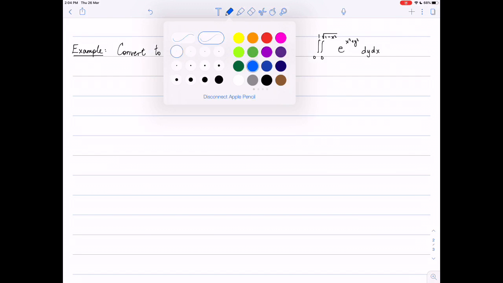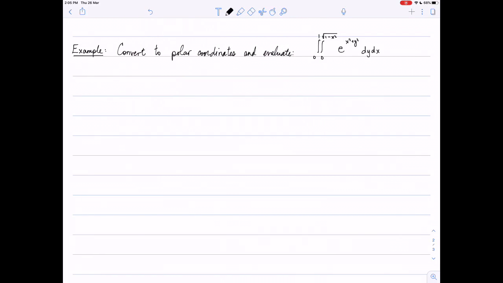All right, so let's go ahead and see with an example why we actually would want to convert to polar coordinates and why this is beneficial to us. So we're asked here to convert to polar coordinates and evaluate this integral: the integral from 0 to 1 of the integral from 0 to root of 1 minus x squared of e to the x squared plus y squared dy dx. So we are given this integral in rectangular coordinates.